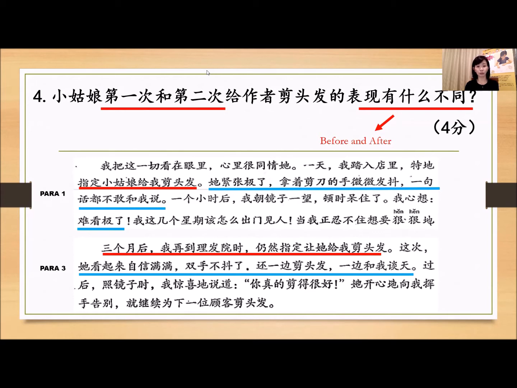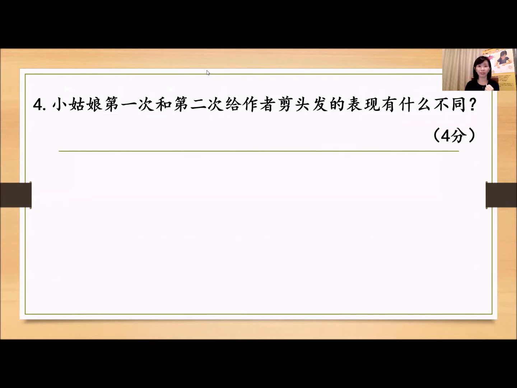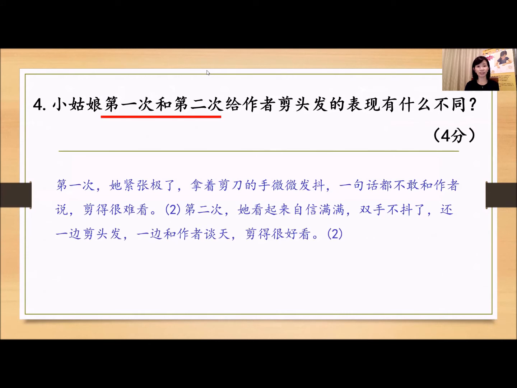他看起来自信满满，双手不抖了，还一边剪头发一边和他聊天，然后剪得很好。这个就是小姑娘的表现。所以我们必须把这两个前后的表现写下来。Okay, the common mistake that a lot of students make is that they only give what happened after. What is her performance after that? They will forget the first part. Alright, so most of the students will lose half the marks for this question. Okay, so as long as you see questions like this, 有什么不同，有什么改变, please remind your child to give before and after. Okay? Okay, so the complete answer should be 第一次，他紧张极了，拿着剪刀的手微微发抖，一句话都不敢和作者说，剪得很难看。第二次，他看起来自信满满，双手不抖了，还一边剪头发一边和作者谈天，剪得很好看。Alright. You can use their words like 第一次、第二次 to start your statement.